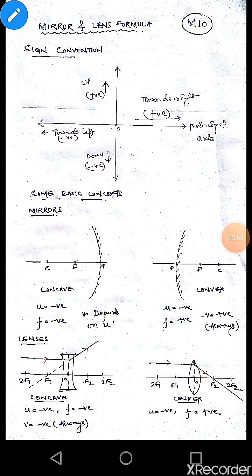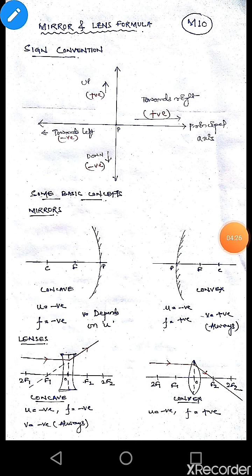Now let us see in case of lenses. Similarly, in case of lenses, in both the cases the object distance is negative. But what about focal length? As you know, in case of lenses there are two curvatures, two parts, and we can say that they are the part of two spheres. So that is why they have two foci, that is f1 and f2, in both the cases, that is concave and convex lenses.